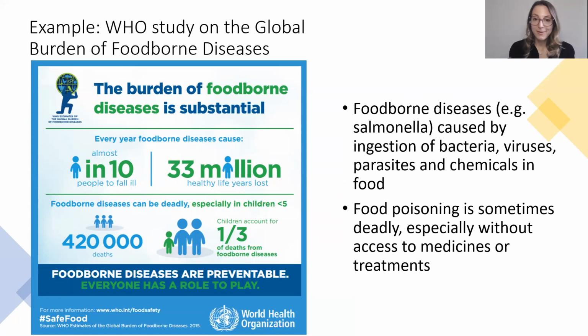So they standardized a lot of those types of definitions, and they did this study in order to really get a sense of what the picture was globally for foodborne diseases. And so, for example, they found out that 33 million healthy life years were lost. Now, that is an example of one of those adjusted life years that we talked about.